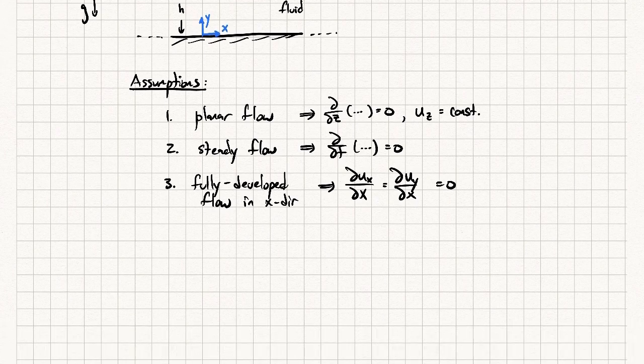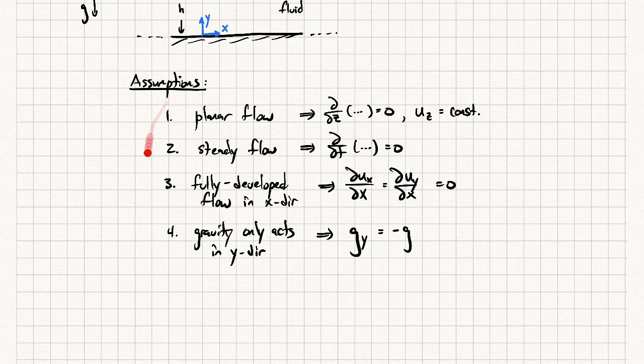Okay, and then item number 4 is that the only body force acting is in the y direction. So gravity only acts in the y direction. That was just part of the setup of the problem. So g sub y is just minus g. Okay, so I've numbered these assumptions because I'm going to refer to them later.